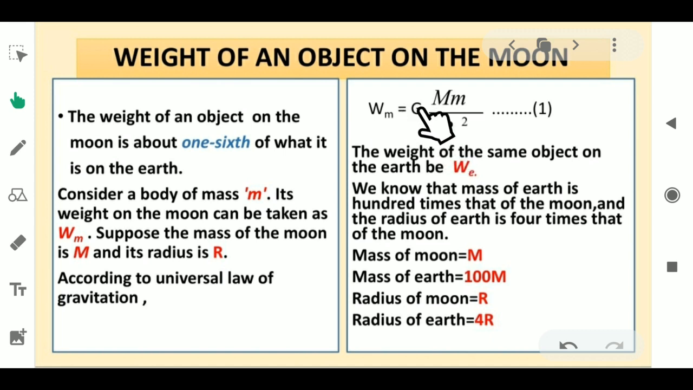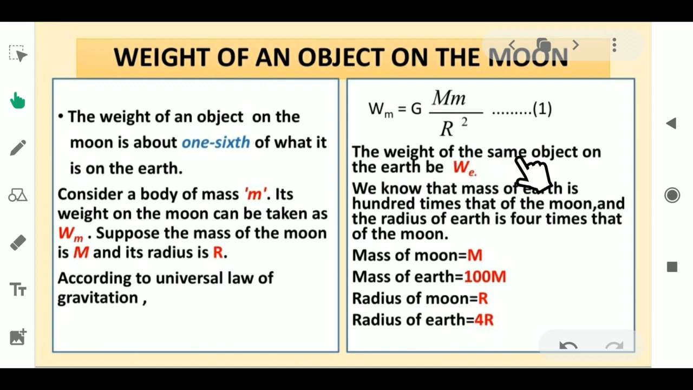Here G is called the universal gravitation constant, M is called the mass of the moon, and the small m is called the mass of the body, and r is called the radius of the moon. Yes. So now you will get Wm is equal to G into Mm by r square. It can be taken as equation number 1.